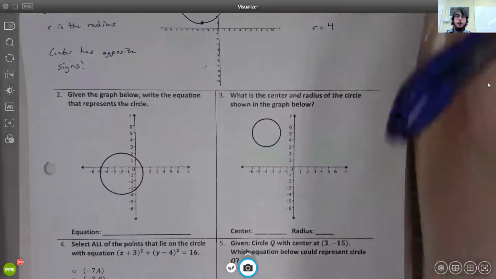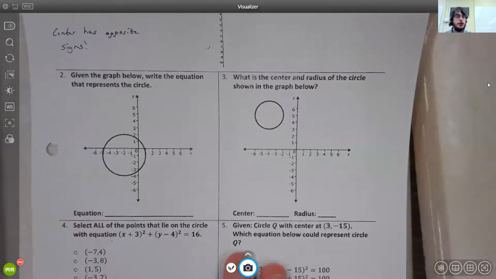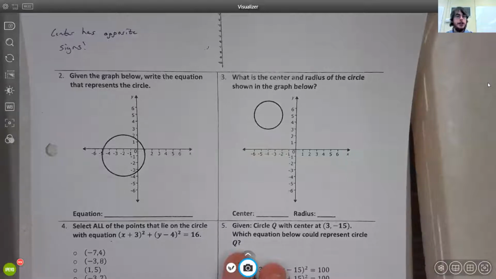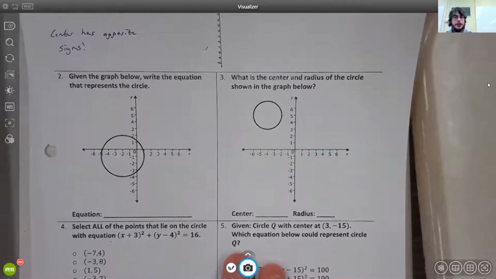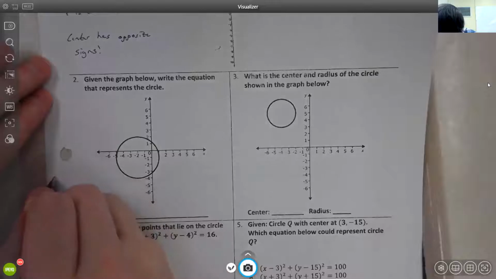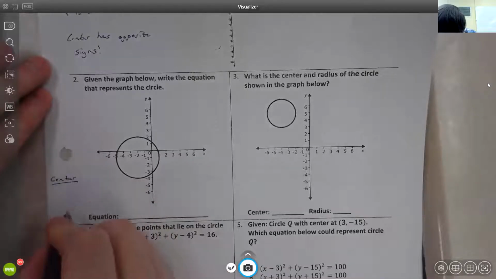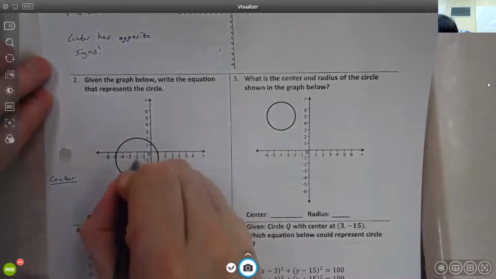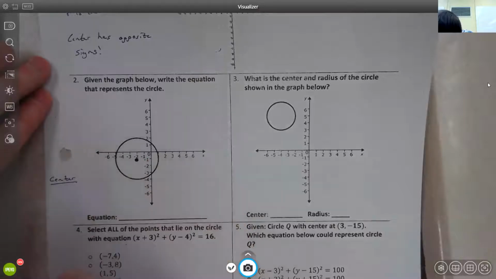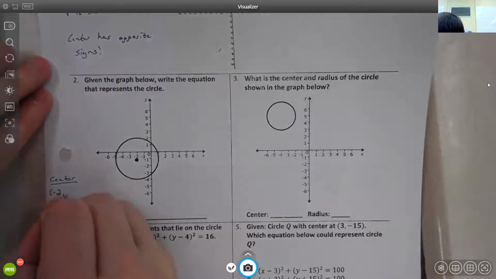All right. Number 2, given the graph below, write the equation that represents the circle. So to write the equation of a circle, you need to determine 2 things. First, you need your center, and second, you need your radius. Okay. So we're going to find our center and radius here. So our center, of course, is where it's dead set in the middle. It's the equidistant point. It's the fixed point. And so we can see that our center is about right there. And our center appears to be negative 2, negative 1.